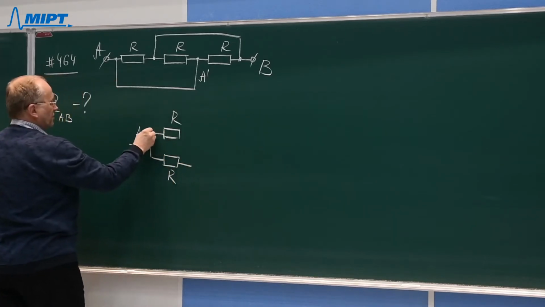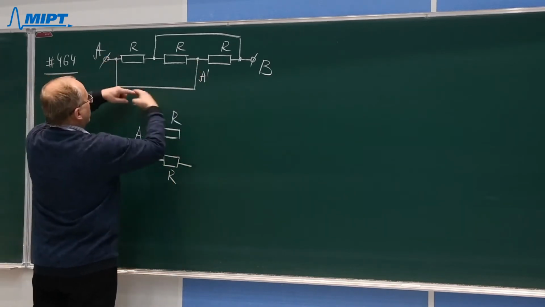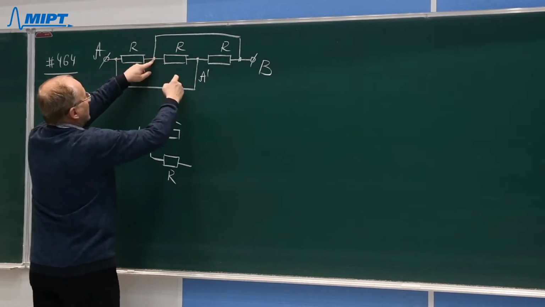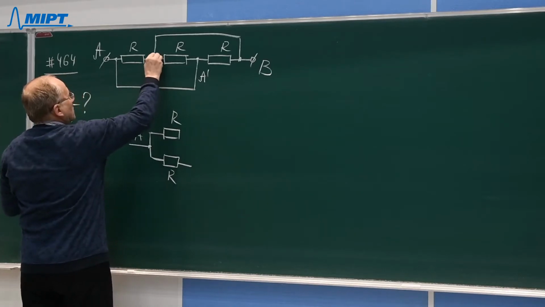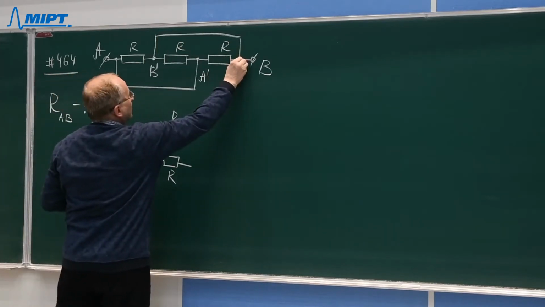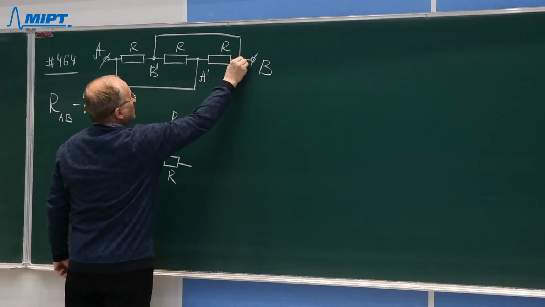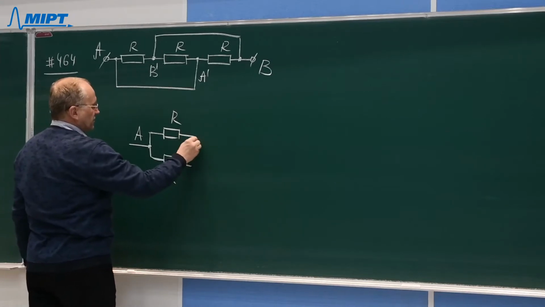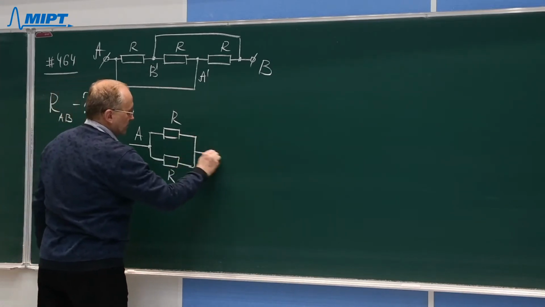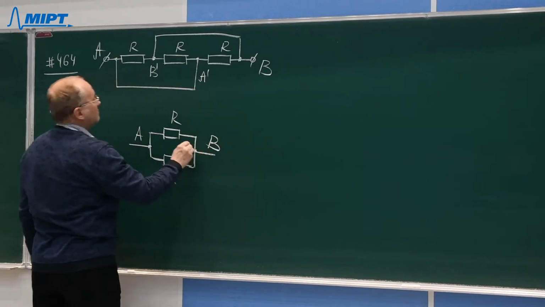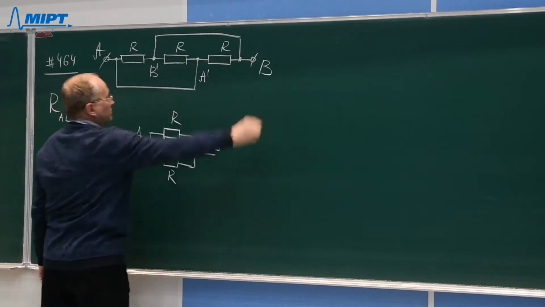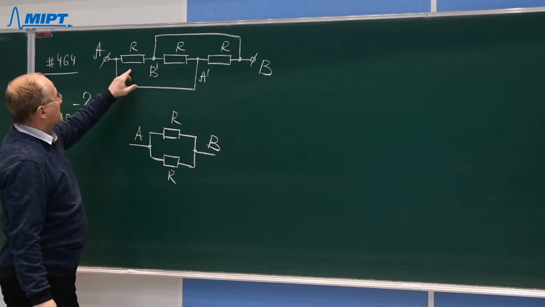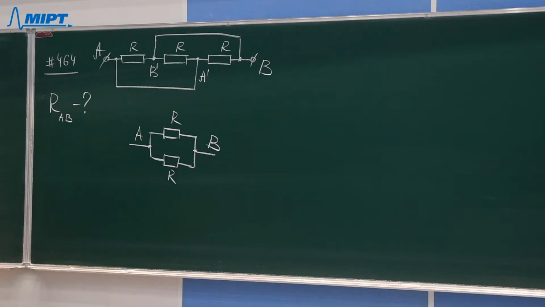so one terminal of each resistor is connected to this point A, which is the same as A prime, and another terminal of each resistor is connected to point B prime, which is the same as point B. The point B prime has the same potential as point B because this is a conducting wire. So another end of each resistor is connected to this point B. This is the point B. So the equivalent scheme for the first 2 resistors will be as shown on this sketch.